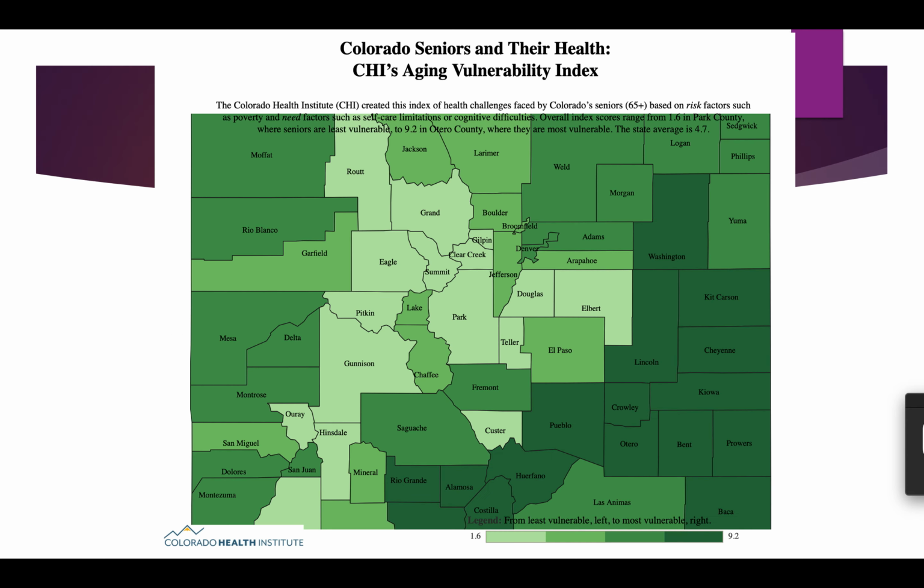So I really, really like this index that I found through the Colorado Health Institute. Basically, it's talking about the amount of risk factors that each elderly person, 65 years old or older, experiences in the state of Colorado based on where they're located. And so the lighter colored shades are areas where there are less risk factors, and the darker colored shades are where there are more risk factors.